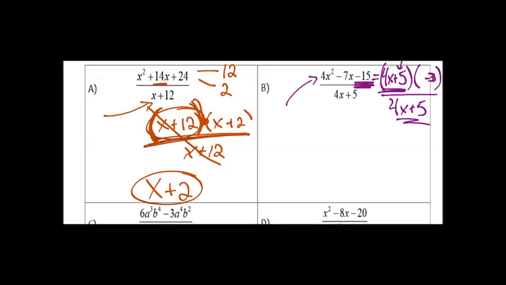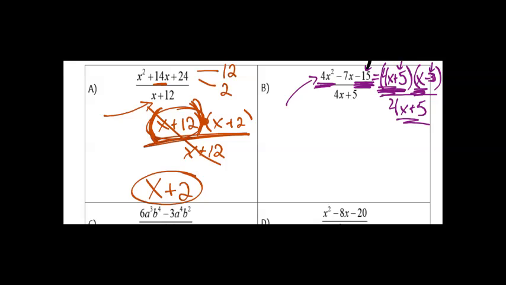I know I'm going to multiply these two together to get that part. So positive 5 times negative 3 would give me that negative 15. I also know that this didn't change. It's 4x and 4x squared. The coefficient didn't change, so there's no number in front of this x.